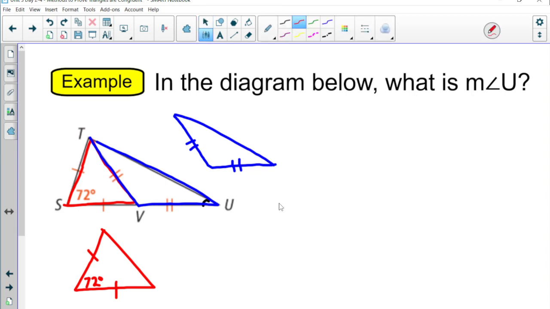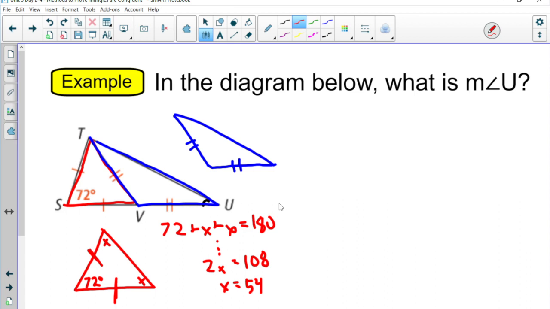So what I'm going to do is I'm going to get all the red angles. Then I'm going to see what takes me from the red to the blue. And then I'm going to get all the blue angles. So first off, the red angles. We have, this is x. Hey, these two sides are the same. That means the angles across from them will be the same. And we have x again. So we have 72 and x and x. And once again, we're using the fact that the angles add to 180 degrees. And that will give me that 2x equals 108, which gives me that x equals 54. So each of these angles are 54 degrees.